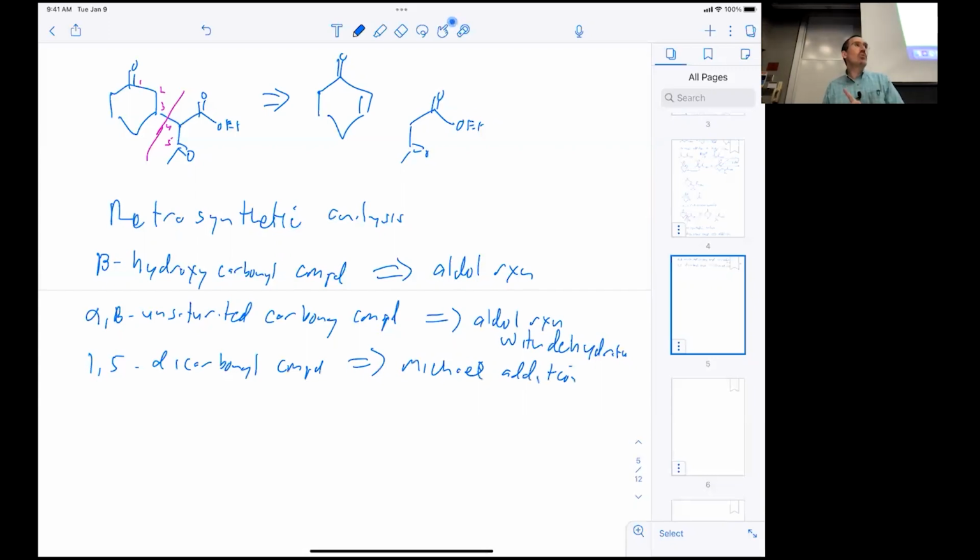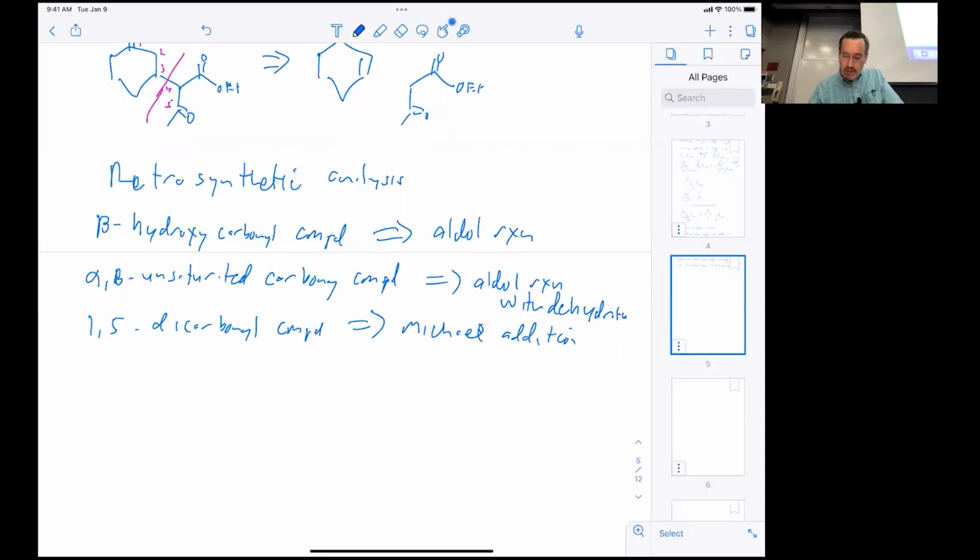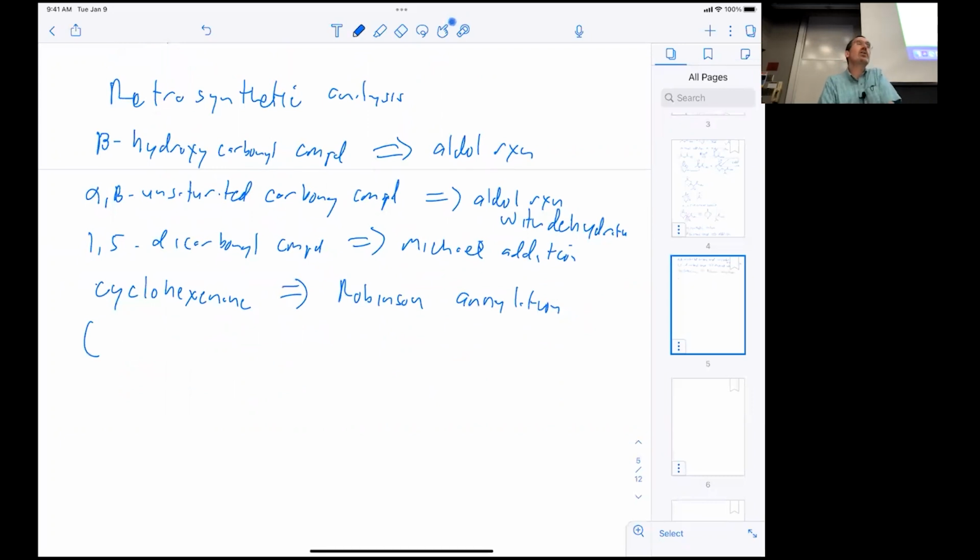And now we're going to see two more, one in this lecture and one in the next lecture. So we're going to learn now that a cyclohexenone can come from a series of reactions that collectively are called a Robinson annulation. And in the next lecture, I'll show you that a 1,3-dicarbonyl itself can come from a reaction called a Claisen condensation.